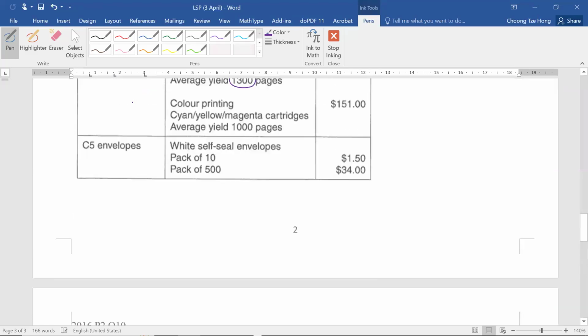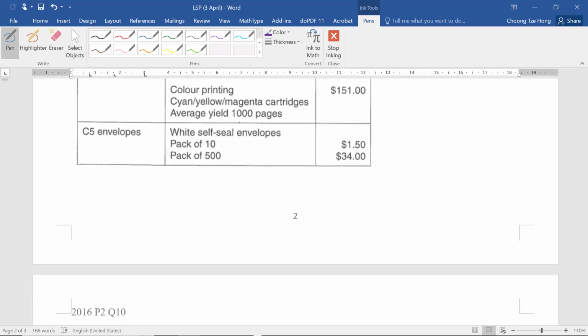How are they charging for the envelope? As mentioned earlier, you need 900 envelopes, correct? You just calculated. So if you buy in packs of 500, then you buy 2 packs. So 2 packs is going to cost $68. But you may think, I only need 900, I don't need 1,000, right?